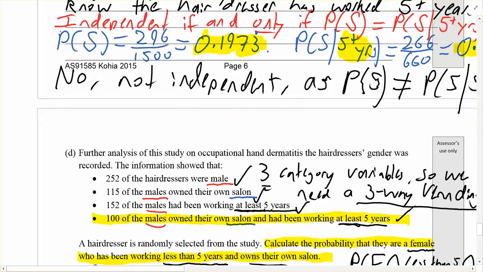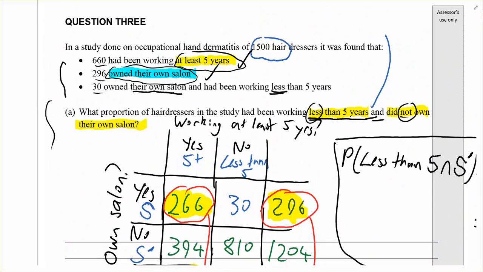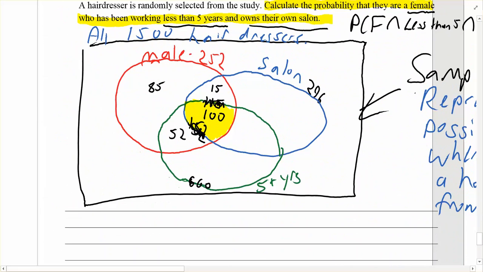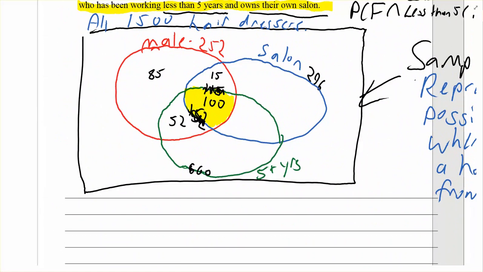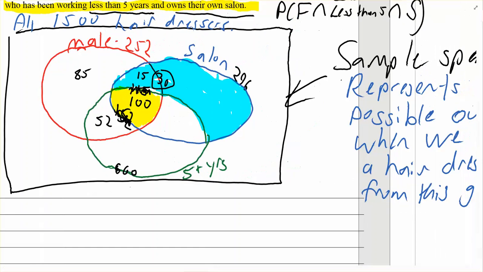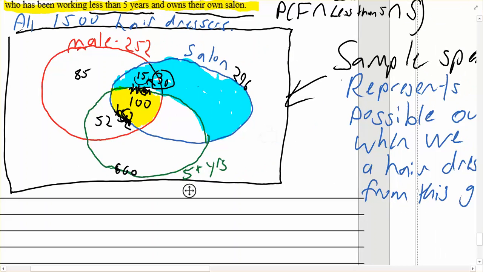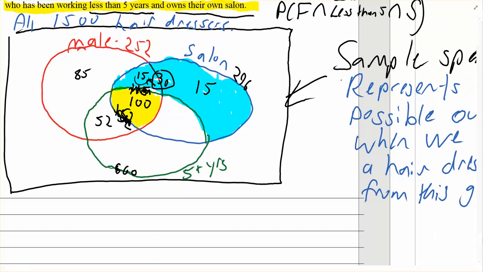Okay, and anything else? Let's go back again. 30 owned their own salon and had been working less than 5 years. So owned salon in less than 5 years. So that's going to mean they're in which part? So they're in the blue circle but not in the green circle. So that would be this whole region here. So if there's 30 in the blue region, you know there's 15 in this little region I'm just pointing the arrow to. So there must be another 15 over here. 15 and 15 make 30.